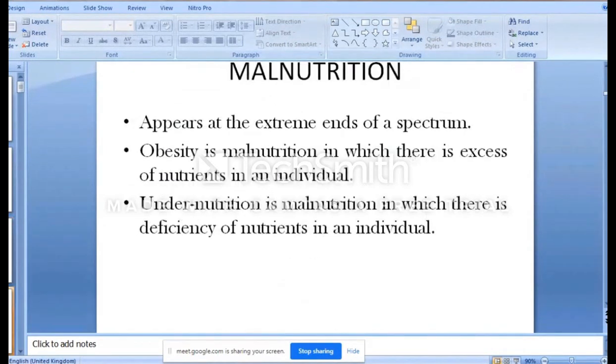So what is malnutrition? How does malnutrition occur? Malnutrition occurs as extremes of the nutritional spectrum. We have obesity as a malnutrition in which there is excess of nutrients in a particular individual. And we have undernutrition, which is the other extreme, in which there is a deficiency of nutrients in an individual. So this spectrum ranges between low nourished, averagely nourished, properly nourished, extreme overnourished, and extreme undernourished. So, the extremes of the malnutritional spectrum.